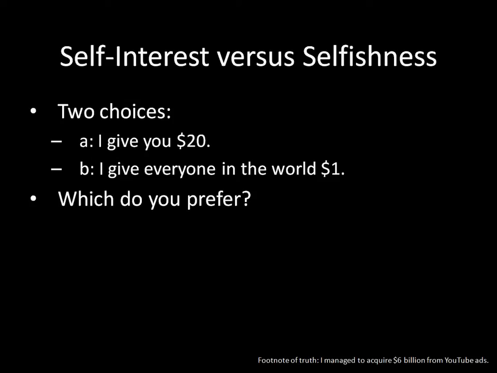All right, well, if that's the case, if A is $20 for you, B is a dollar for everyone in the world, think about what you prefer. If you'd like, you can comment on the video and write either A or B. And as it turns out, either one is fine for our model of preference. So you might think that if you're going with self-interest, then you must prefer A to B. But that's not what we mean.